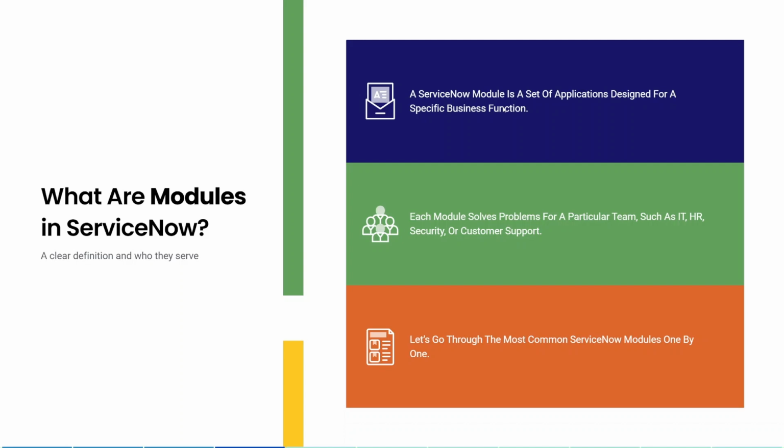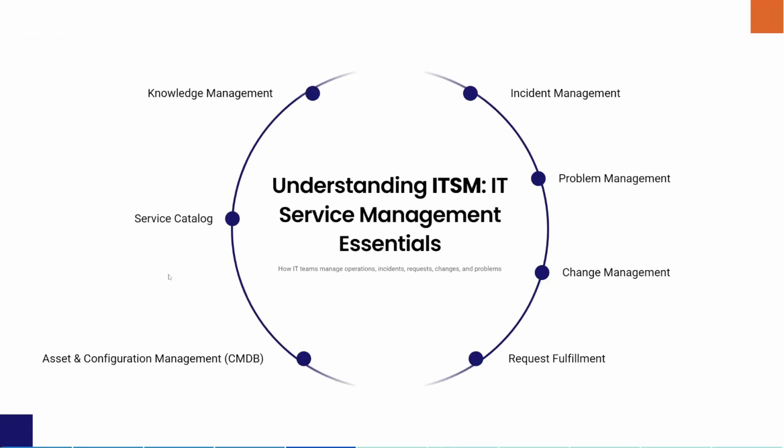ITSM helps the IT team manage everyday IT operations. When a user asks for something like a new laptop, that is a request. A change is about modifying a system safely. Problem management is where we find out the root causes. And knowledge management is where we can store known issues, known errors, and guidance policies.